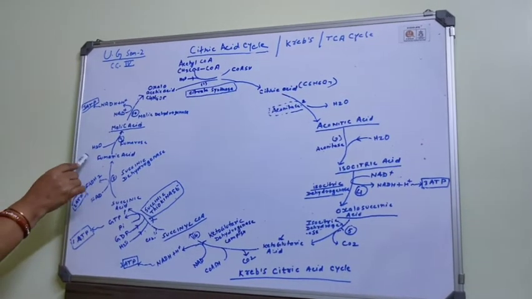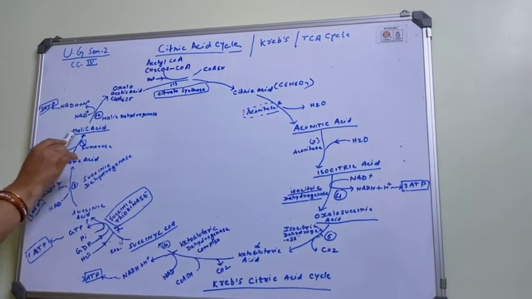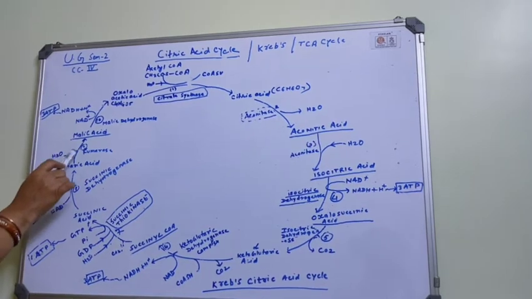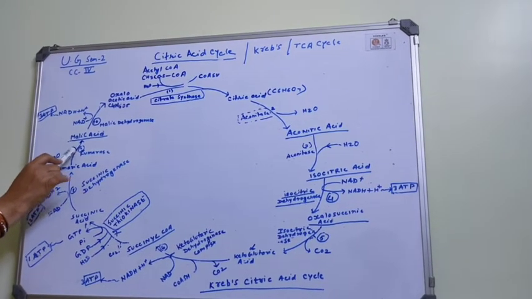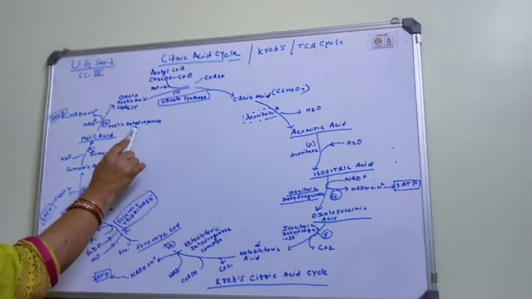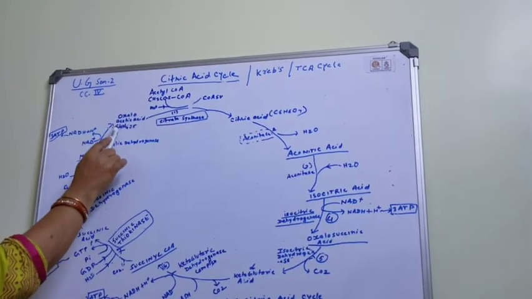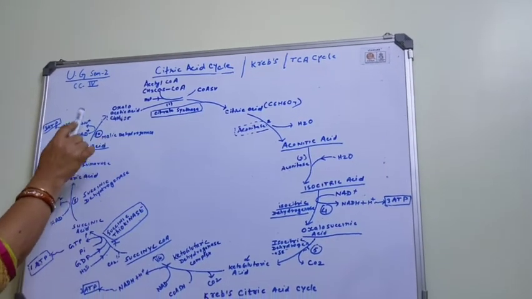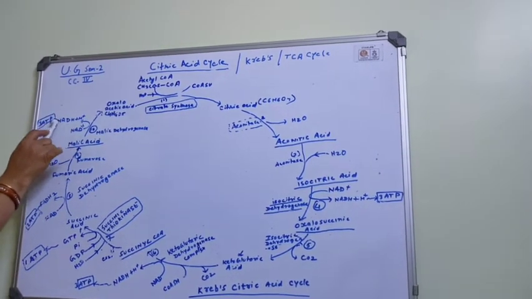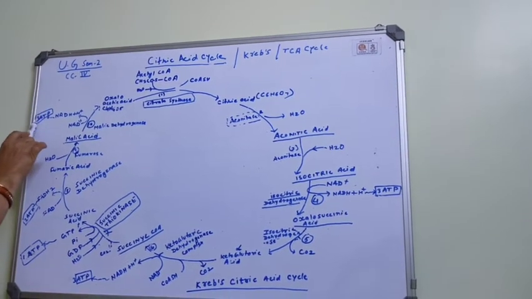In the next step, this fumaric acid forms malic acid in presence of the enzyme fumarase and 1 molecule of water is utilized. This malic acid in presence of malic dehydrogenase forms oxaloacetic acid, C4H4O5. NAD is reduced to form NADH plus H plus and 3 molecules of ATP are released.